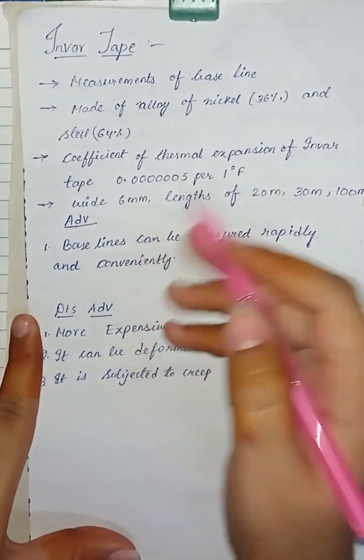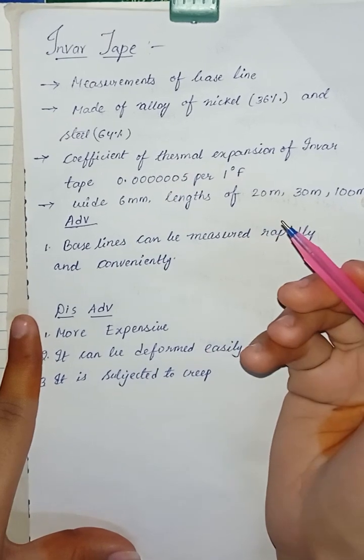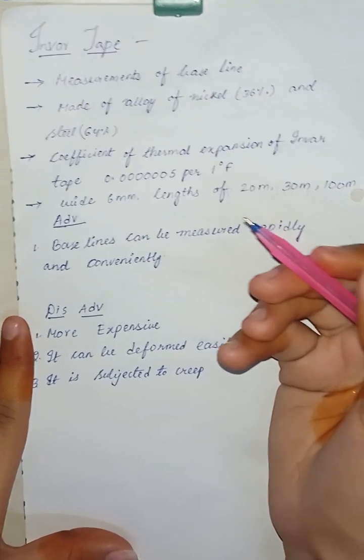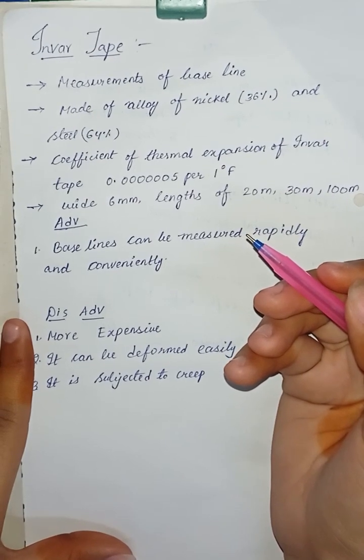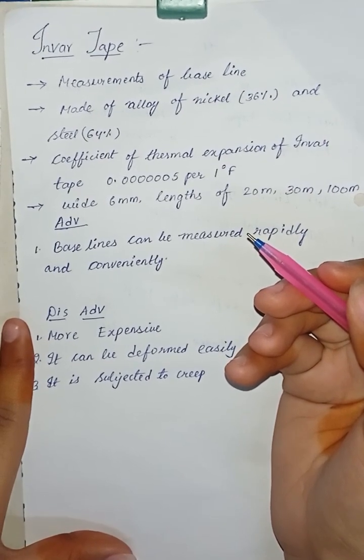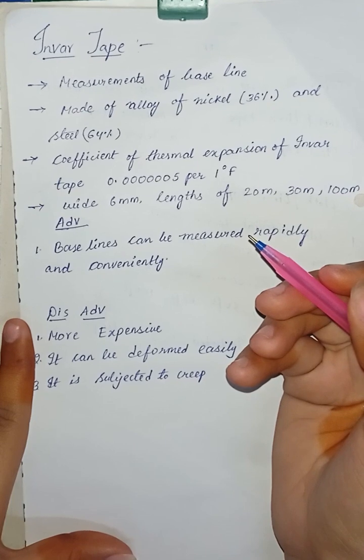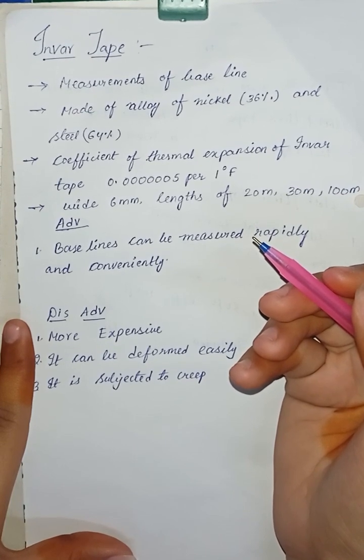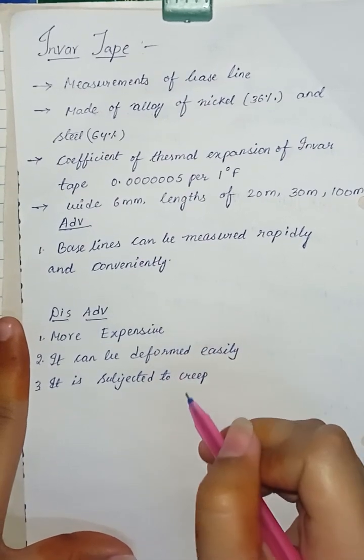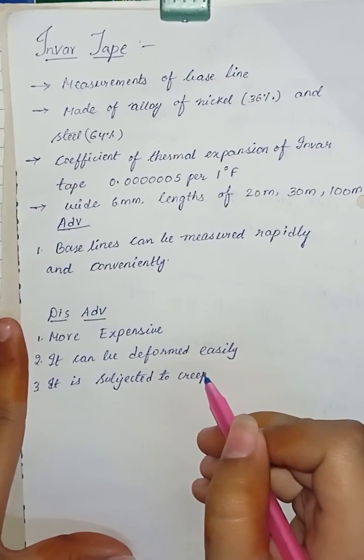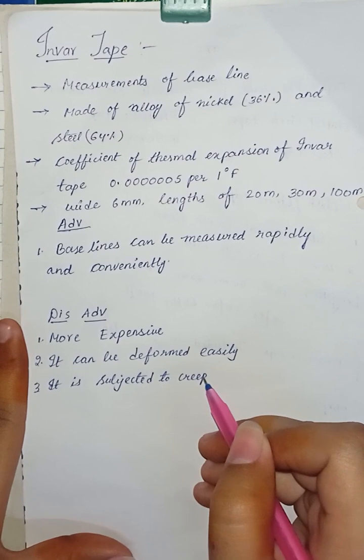The other main advantage of Invar tape is that bands and wires made up of Invar enable the baseline to be measured very much more rapidly and conveniently. The Invar tapes and bands are more expensive, much softer and more easily deformed than steel tapes. Another great disadvantage of Invar tape is that it is subjected to creep, due to which it undergoes a small increase in length as time goes on.